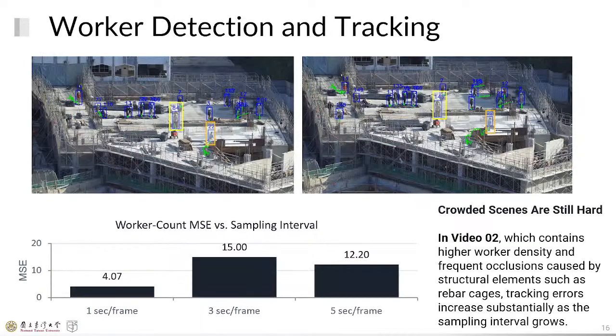But the second site has more workers, and the occlusion comes from the structural frame itself. So the MSE here jumps up a little bit, to 15 and 12, when the frame rate is decreased. So this still poses a challenge in crowded scenes for us. We're still working on this.